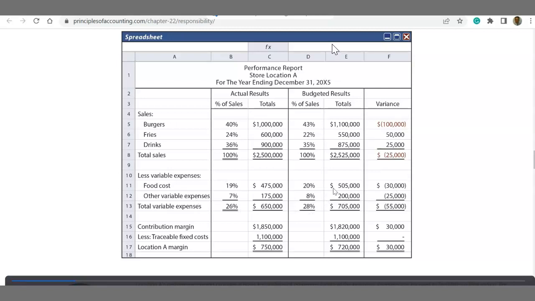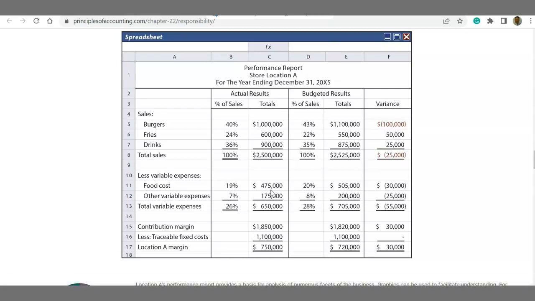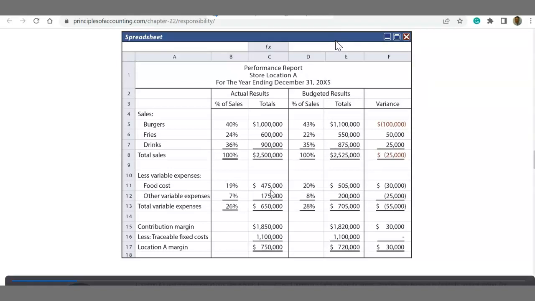How about expenses? In regards to expenses, we were budgeted for $505,000 for food costs, and we ended up actually having $475,000. That means 19% of total variable expenses. So our food cost was $30,000 less expense than the 505 budget. But other variable expenses was budgeted at 200,000, and we controlled very nicely on that part too, and ended up with 175. So that's $25,000 less than budget.